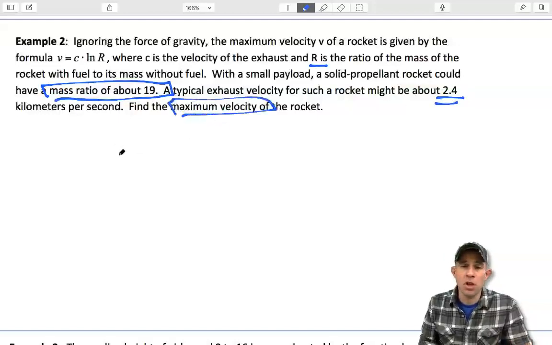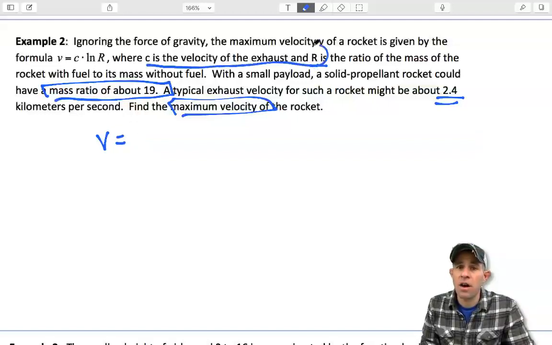So this simply is a plug and chug type problem. Here, the maximum velocity is equal to c. C, remember, is the velocity of the exhaust, and r is the ratio of the mass of the rocket fuel.